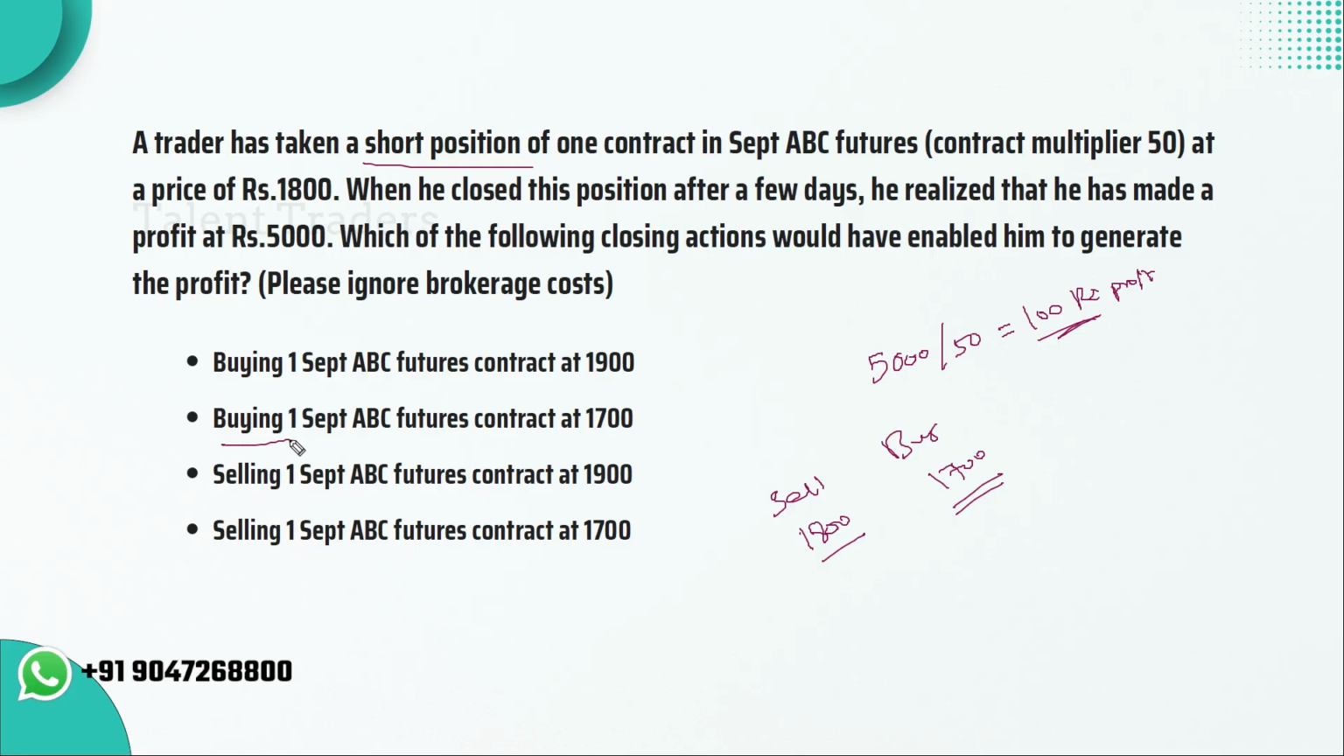So buying one lot of ABC future. Selling means you already sold a position. If you are doing selling again, it means it is an extra position. So you want to close the position. So buying one lot of ABC future at 1700. That should be the answer for this one.